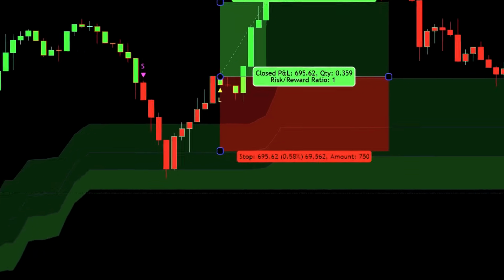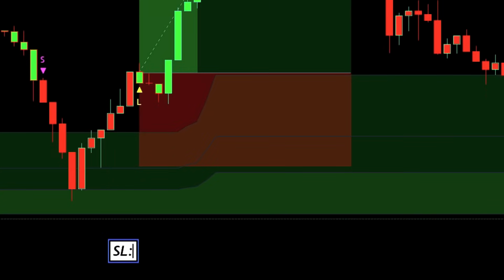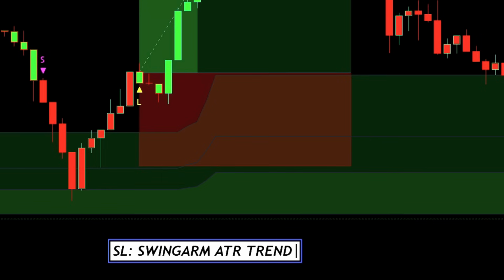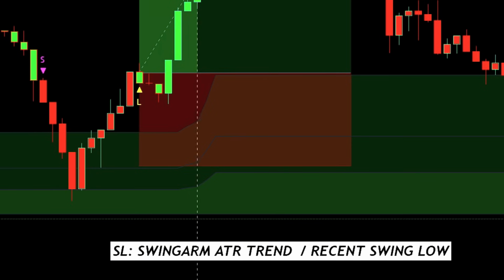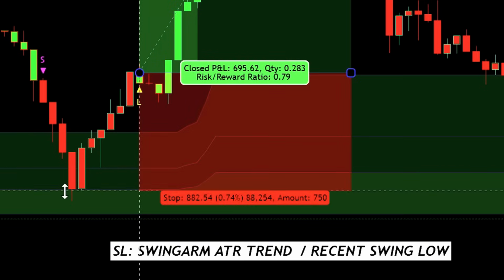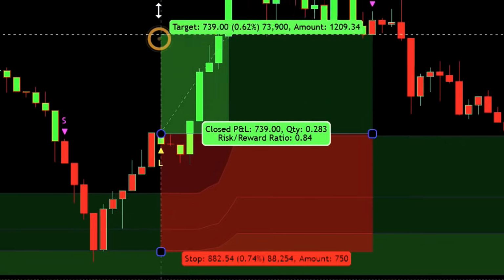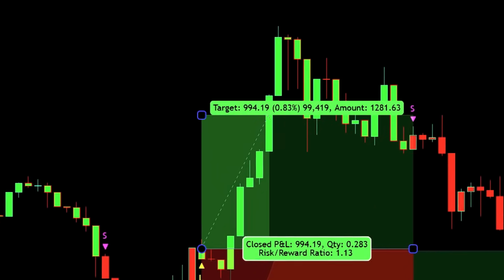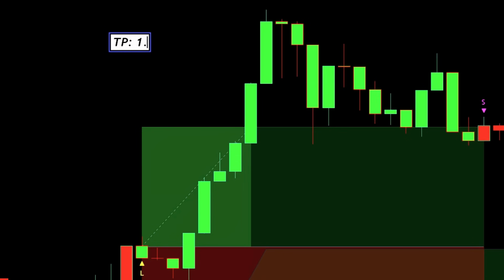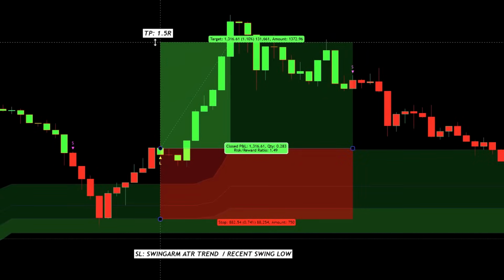Now, for the stop loss, a key part of risk management trading, you can place it at the SwingArm ATR Trend Fib lines, or even better, at the recent swing low. That's gonna protect your capital. And for your target, aim for at least 1.5 times your risk. This is fundamental to risk management trading.